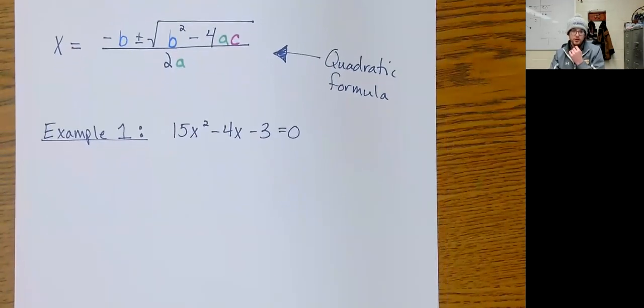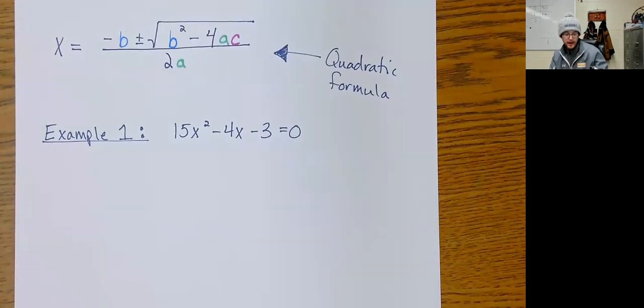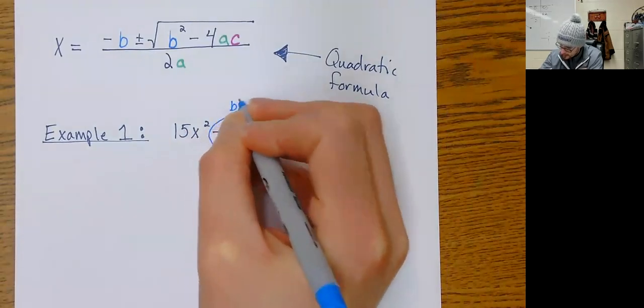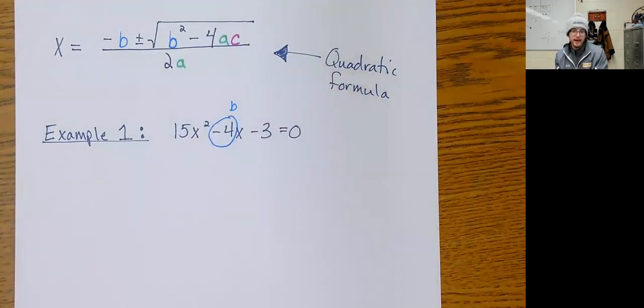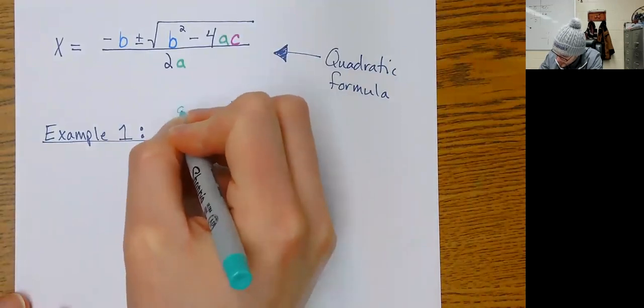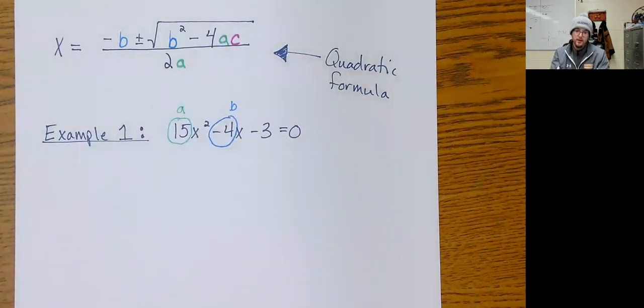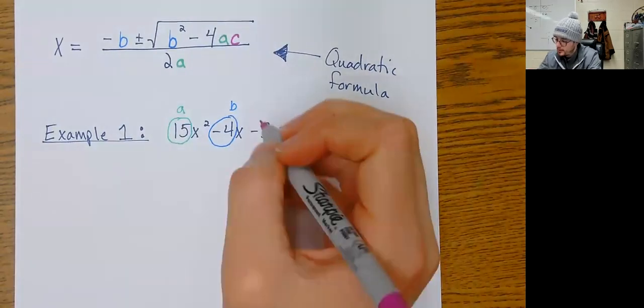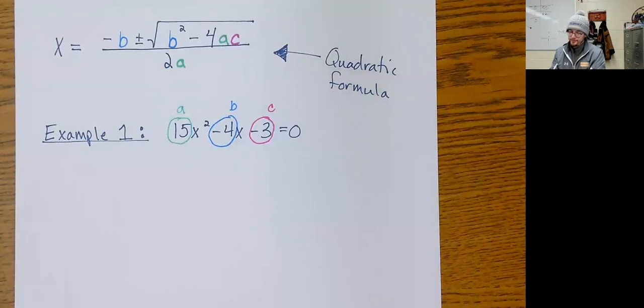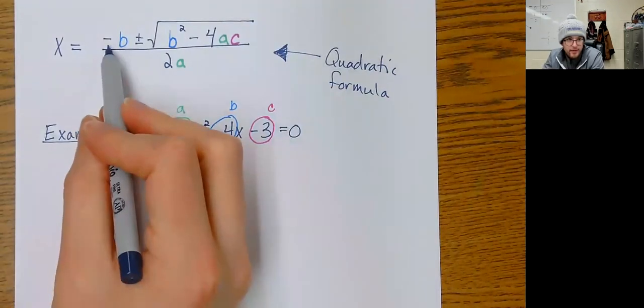All right, so let's go through here. So we have our b value. Really important that the negative goes with it. We got our a value, and we have our c value. And we are going to plug all of those in.